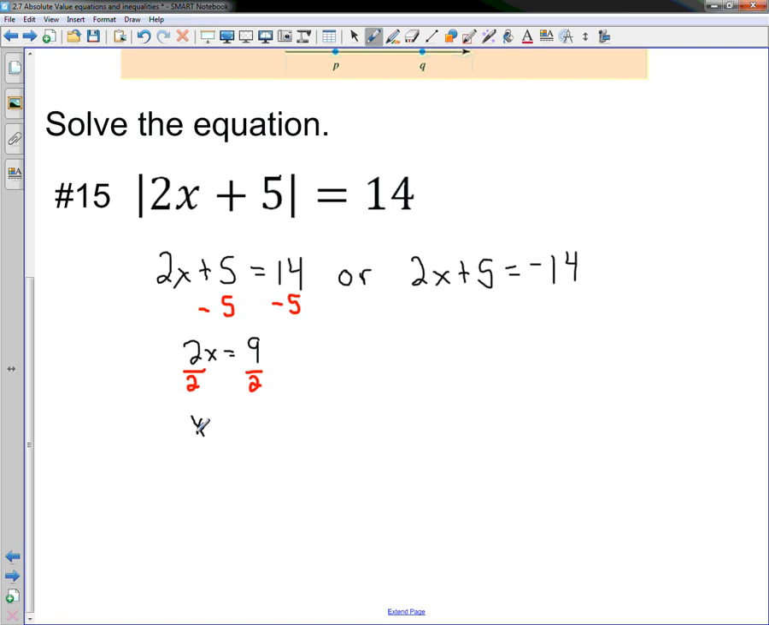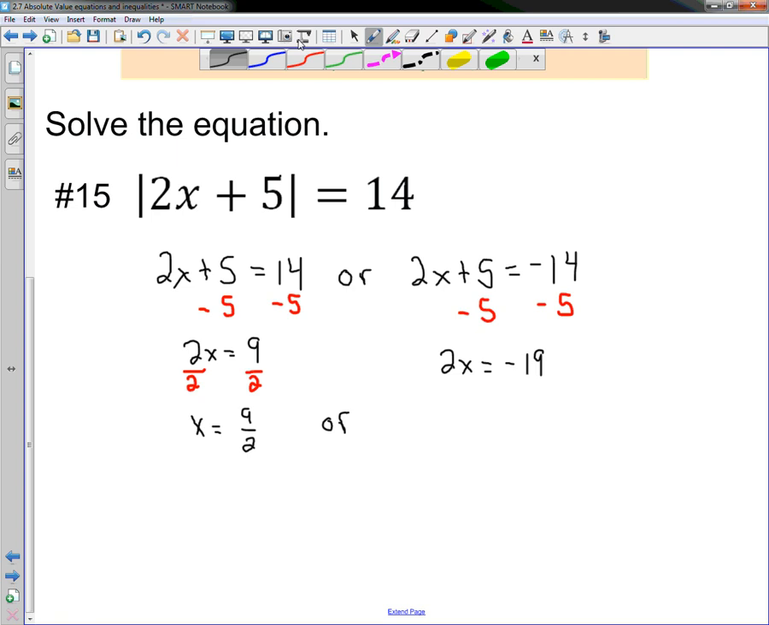And we have x is equal to 9 over 2 as one of our solutions. Or our other solution is when we solve the right side. So subtract the 5. And we have 2x equals negative 19. Divide by 2. And we have a solution of x equals negative 19 over 2.